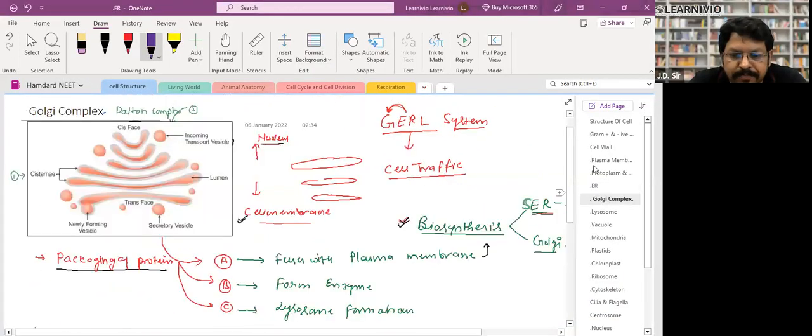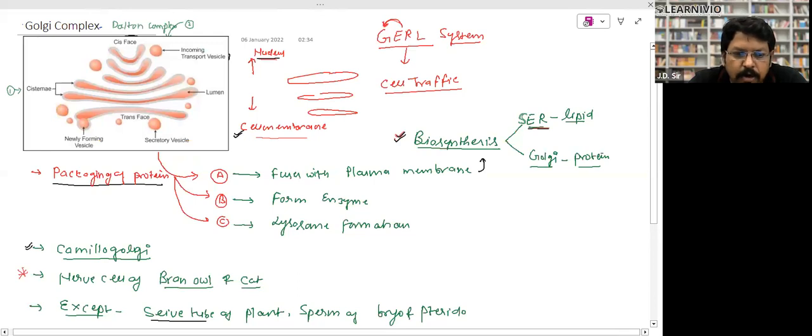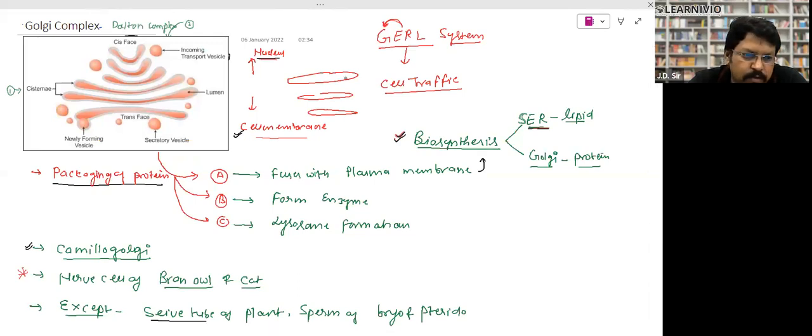Then come to Golgi complex. Golgi complex are this kind of structure. They are also known as the Dalton complex, right? Look, there is a cis phase, found toward the nucleus, and this phase is called the trans phase. The trans phase remains toward the cell membrane, right? So this is a polar organelle. These structures are called cisternae.